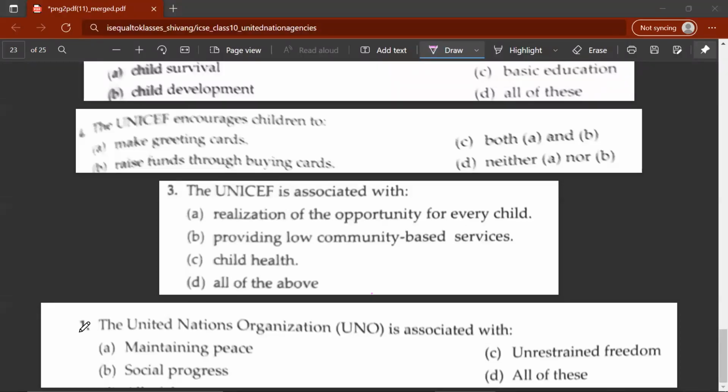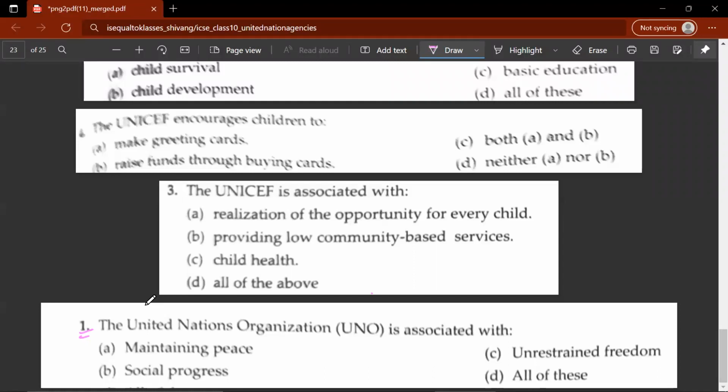In this video, we'll be revising questions of United Nations major agencies and their functions. So let's start the video. The first question: the United Nations organization, also known as UNO, is associated with what function? It's associated with maintaining peace, social progress, unrestrained freedom. D will be the correct answer.